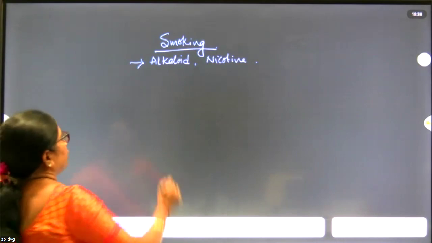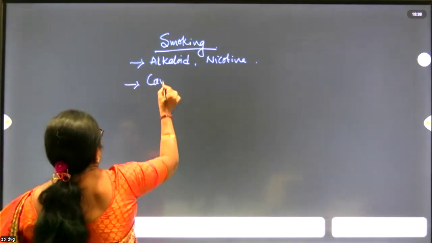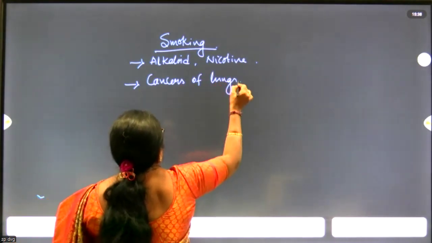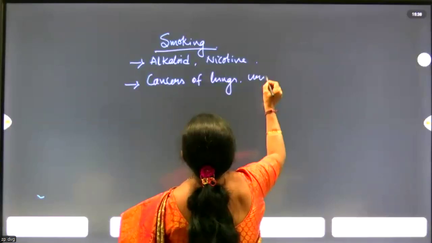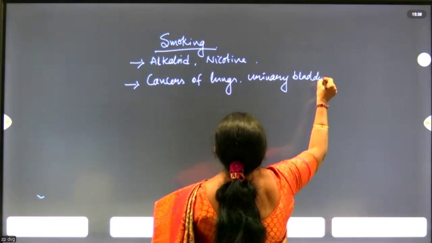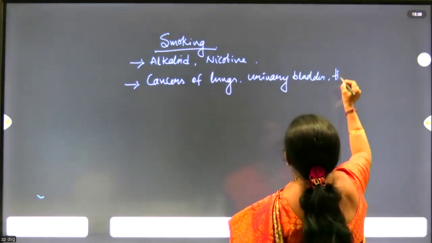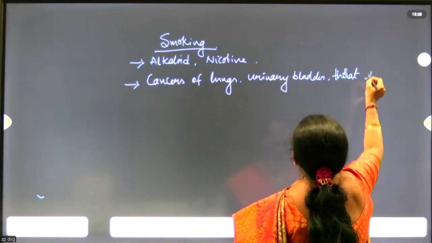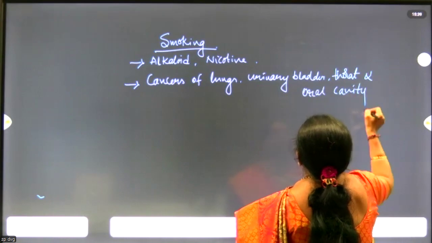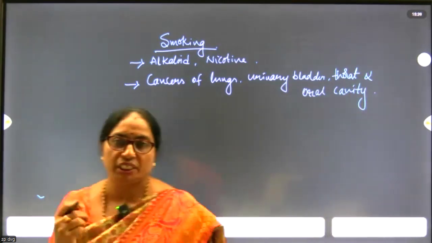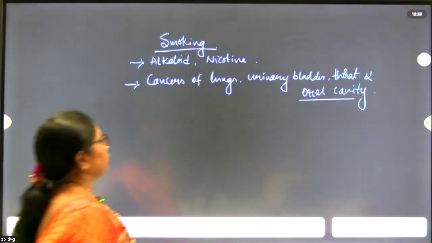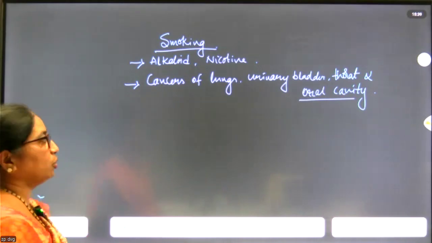So it is going to affect the body. It may cause cancers of the lungs, urinary bladder, throat, and also oral cavity. Oral cavity, because people chew tobacco, tambaku, jagitare. So that may cause cancer of the oral cavity. So cancers of lungs, urinary bladder, throat, all these.